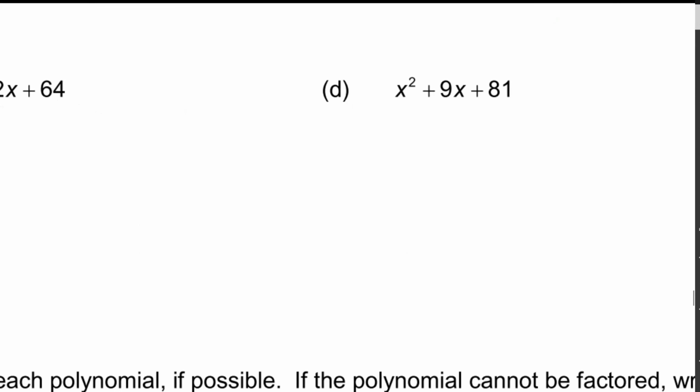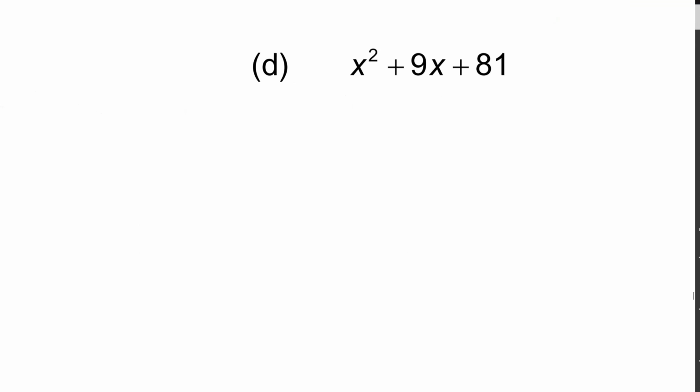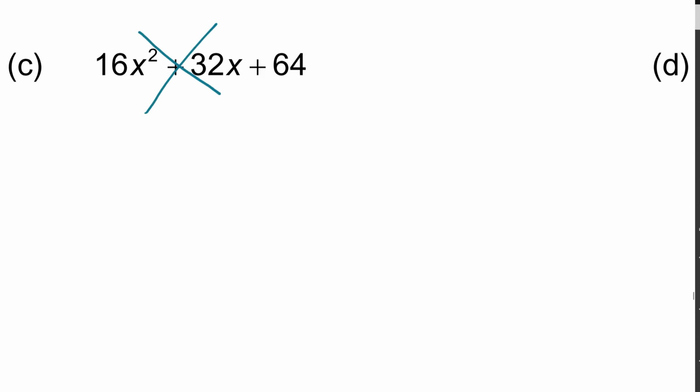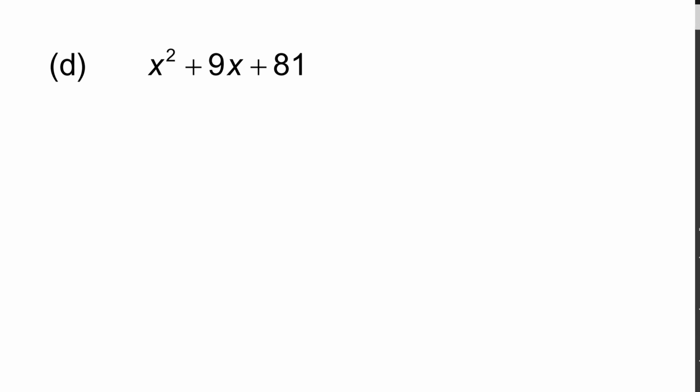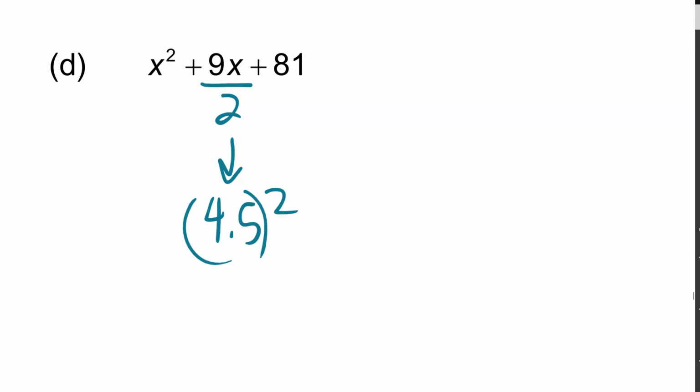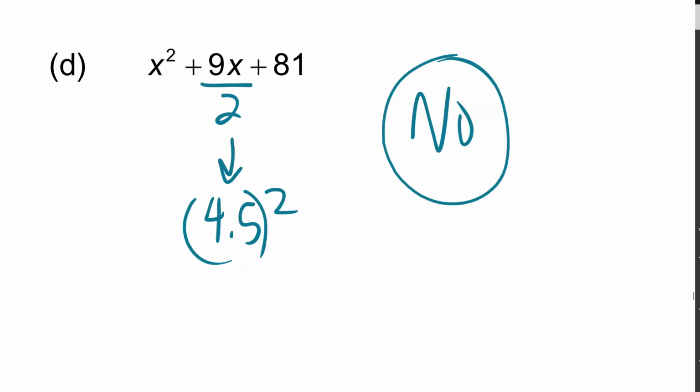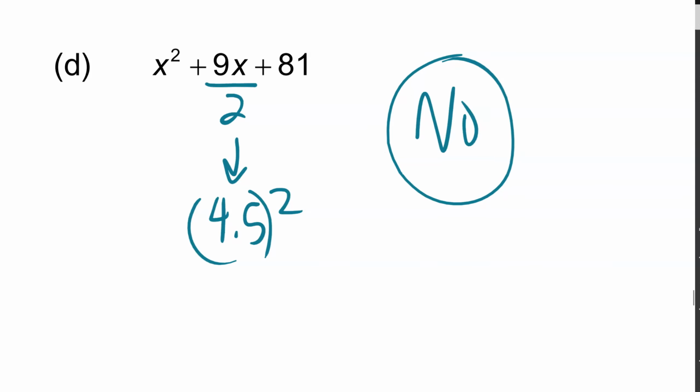Let's do D. We're skipping C and we're going to go to D. We'll come back to C, but let's do D. Is this a perfect square trinomial? Yes, because 9 squared is 81. You take the middle, divide by 2. 4.5 squared is not 81. So this is not a perfect square trinomial. Tricky. No, not a perfect square trinomial. Try out C.